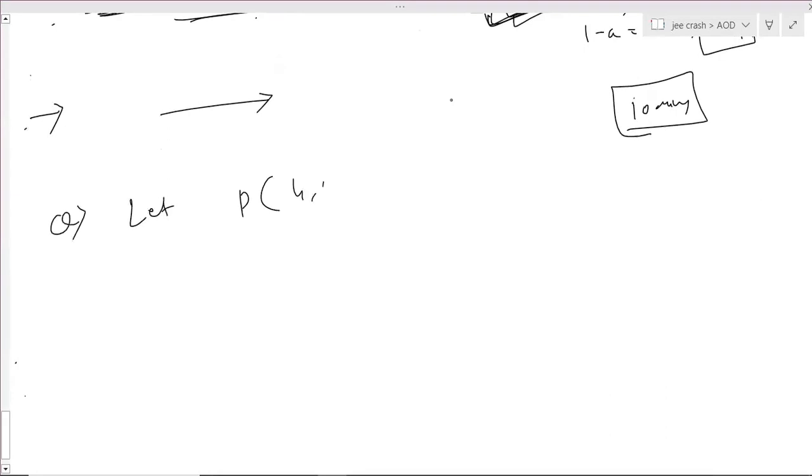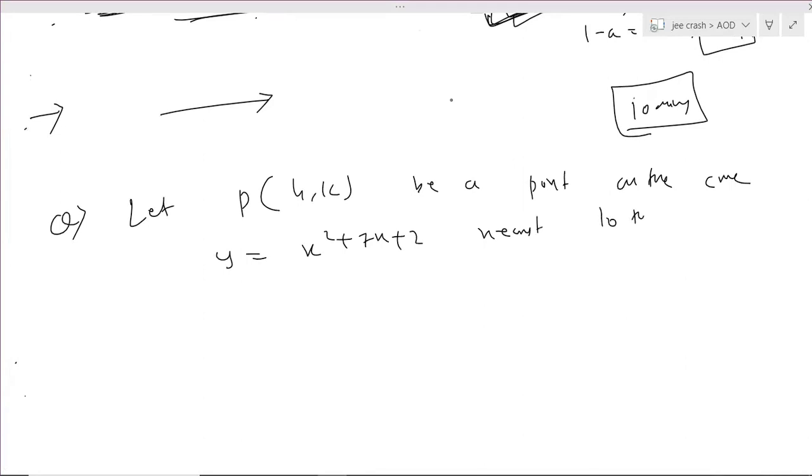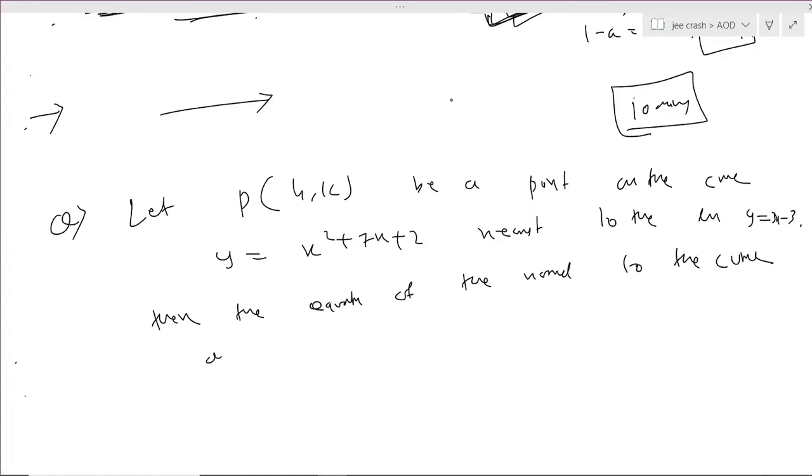Let h comma k be a point on the curve y equals to x square plus 7x plus 2 nearest to the line y equals to 3x minus 3. Then the equation of the normal to the curve at P is dash. They have given you a few options.